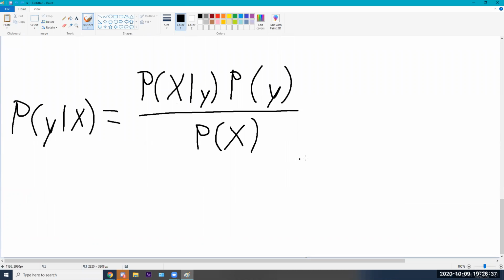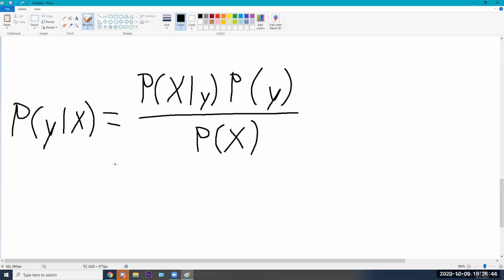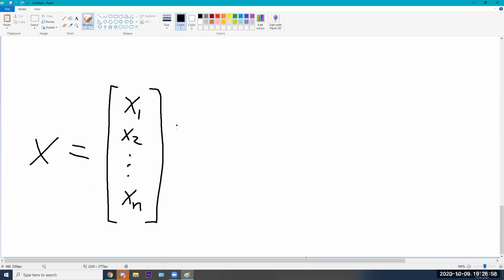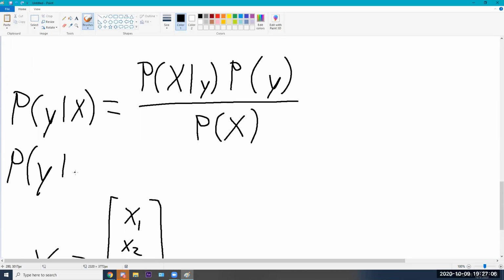So we're just going to remember that x is a vector. And so we're going to define x as this big vector of x1, x2, dot, dot, dot, xn, for however many features there are. And so this is actually the probability of y given x1, x2, x3, and so on. To be able to resolve this issue, we split up the probability.